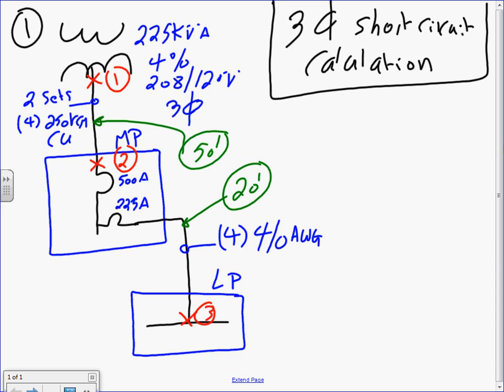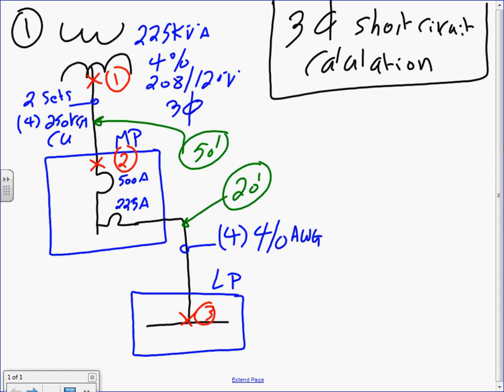Okay, one more time. The project that we have is a 225 kVA transformer coming from Excel, feeding a 500 amp panel in our building through two sets of 4 conductors, 250 kcmil. The voltage is 208/120. The impedance is 4%, 3-phase. The length between the transformer and the main panel is 50 feet. The length between the main panel and the lighting panel is 20 feet. The conductors feeding the lighting panel are 4 AWG, main lugs only.